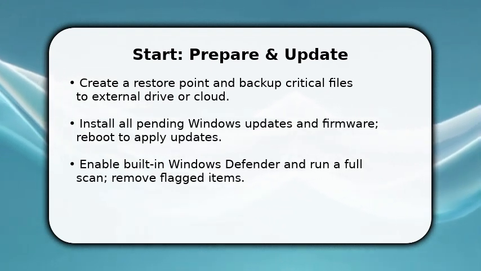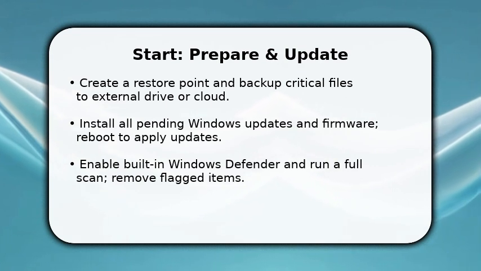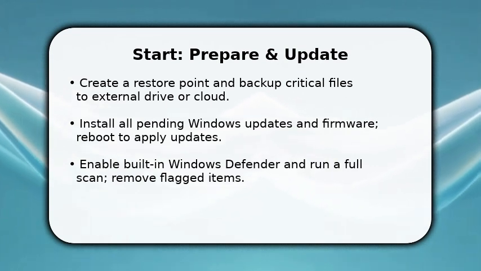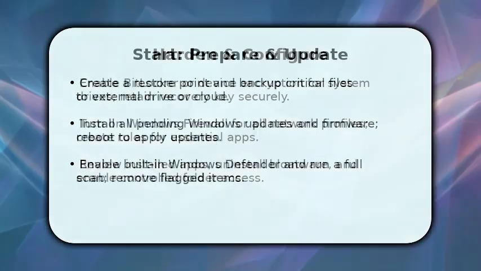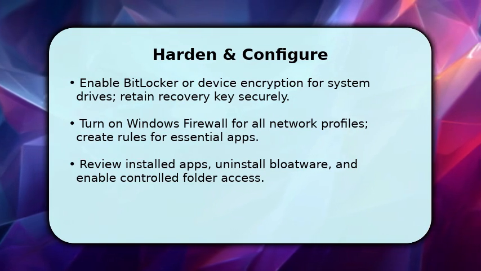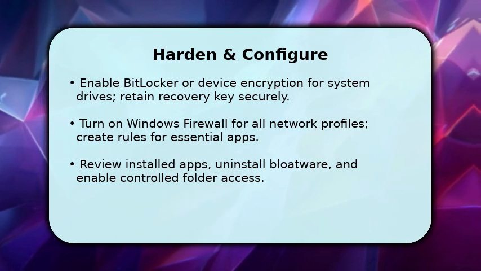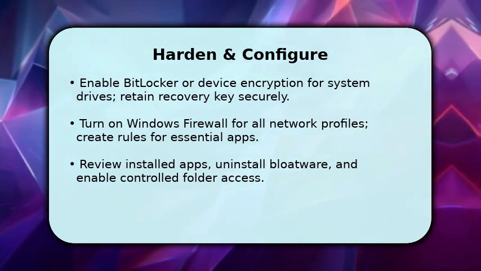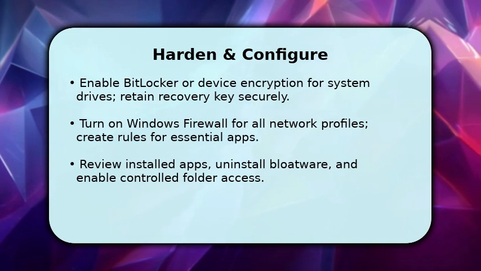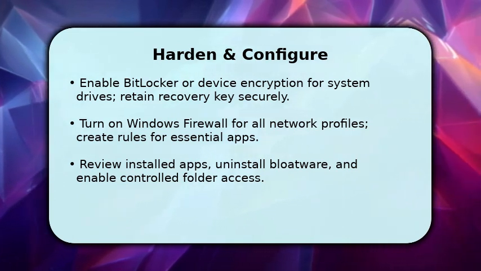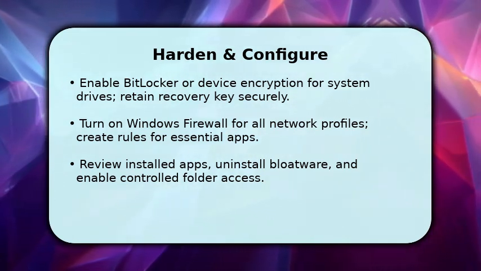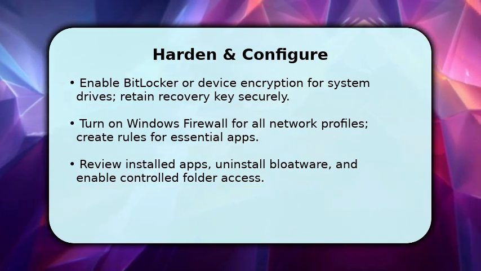Now harden the system. Enable BitLocker or device encryption and save the recovery key in a secure location. Then verify Windows Firewall is active across domain, private, and public profiles. Create allow rules only for required applications. Once done, audit installed software, uninstall unneeded programs, and remove browser extensions you don't recognize.